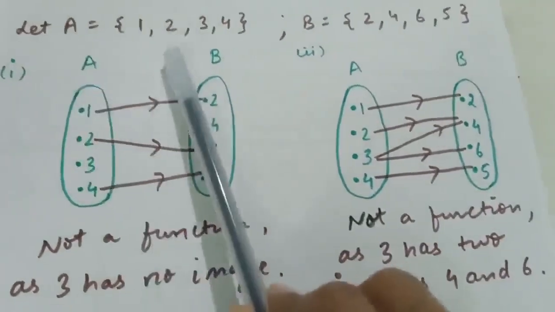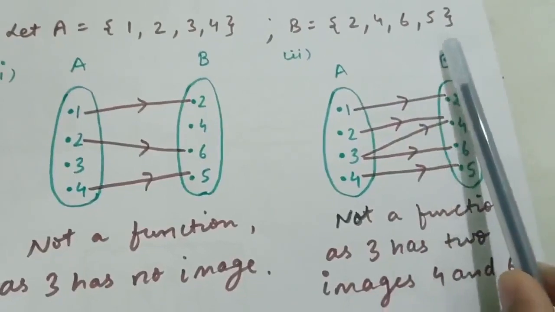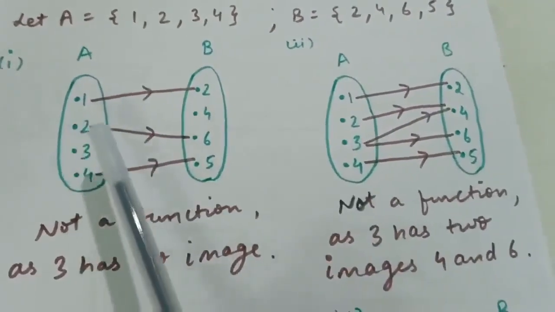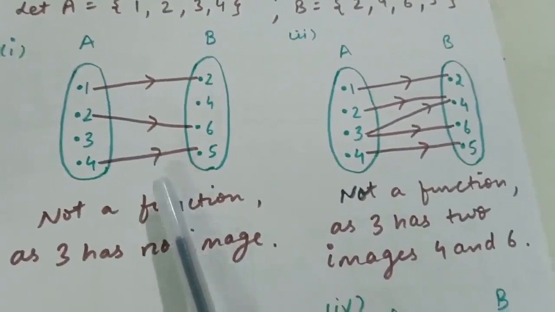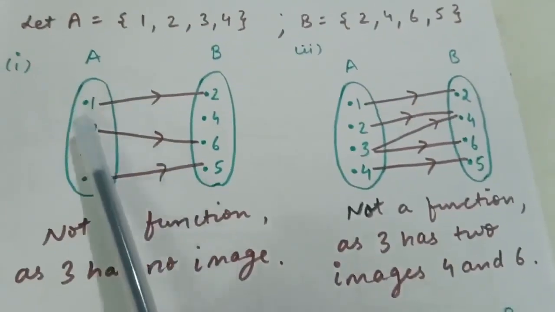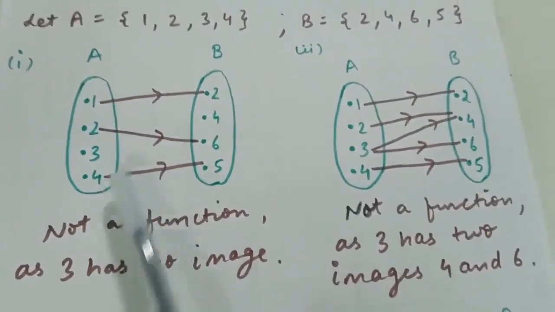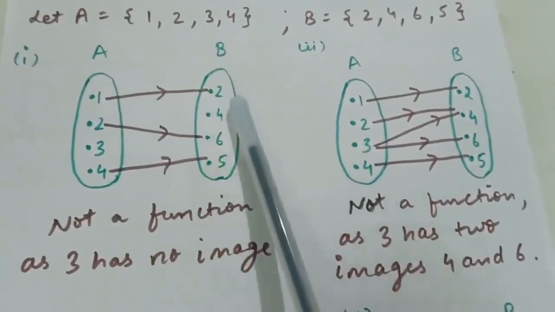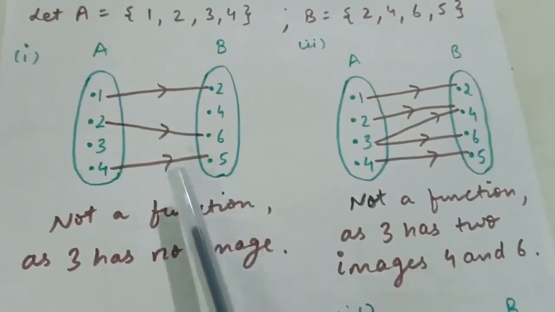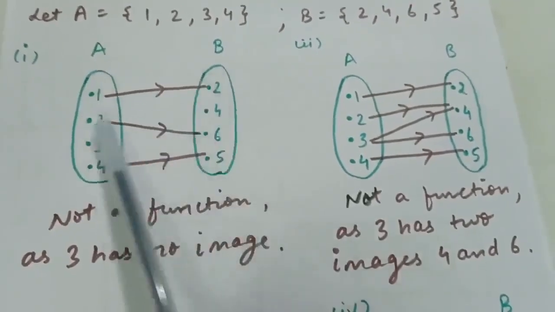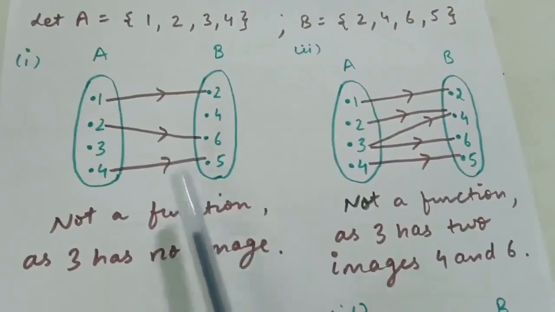Let A be the set {1, 2, 3, 4} and B be the set {2, 4, 6, 5}. Now we have taken a relation and we have to check whether this relation is a function or not. We have written all the elements of A and all the elements of B. Why is this a relation? Because these mappings are subsets of A cross B. Therefore this is a relation.